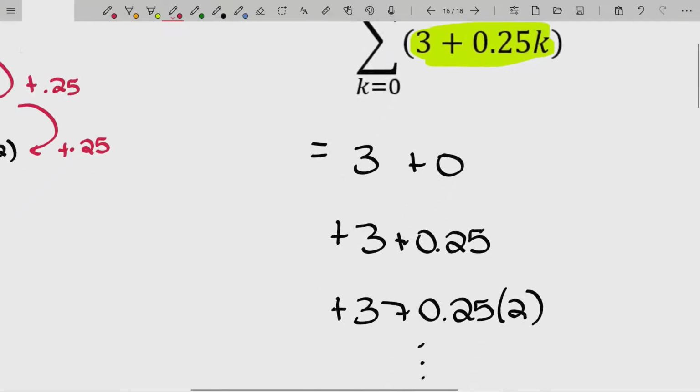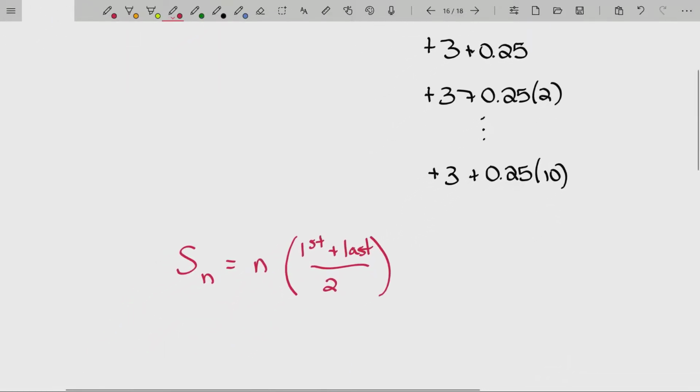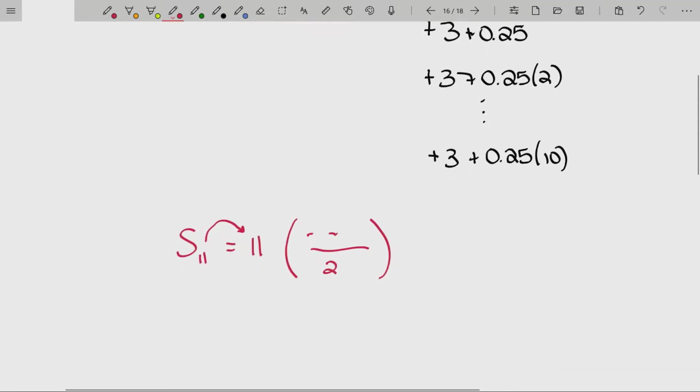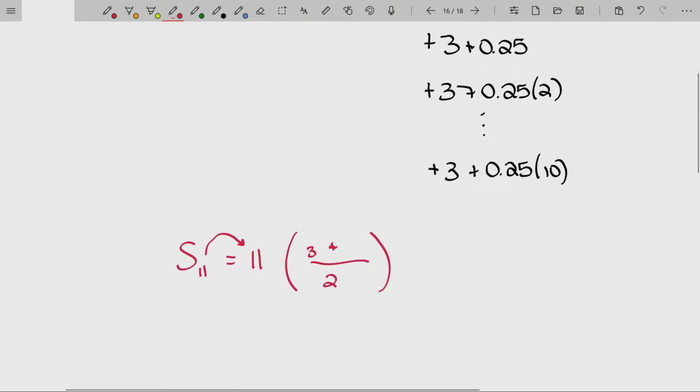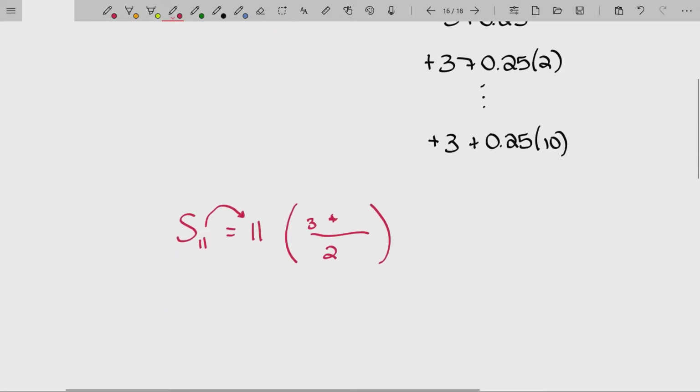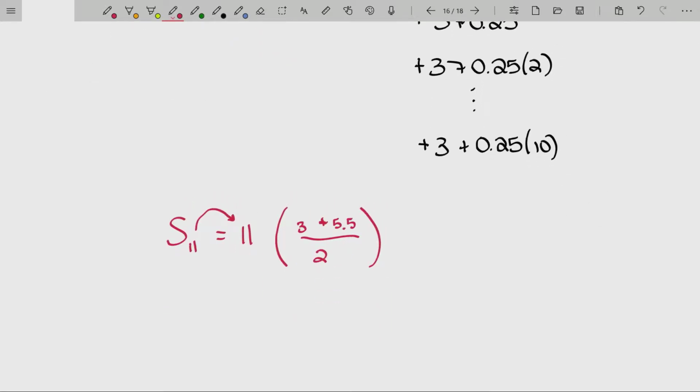So really you're adding up 11 things here. I don't know if I would write it as S sub 11. I think I will. I'll go ahead and do that. S sub 11. Remember, that goes there. And the first term in this list is a 3. And the last term in this list will be, if I had plugged 10 in there, 3 plus 2.5, or 5.5. So this is one way to do it.